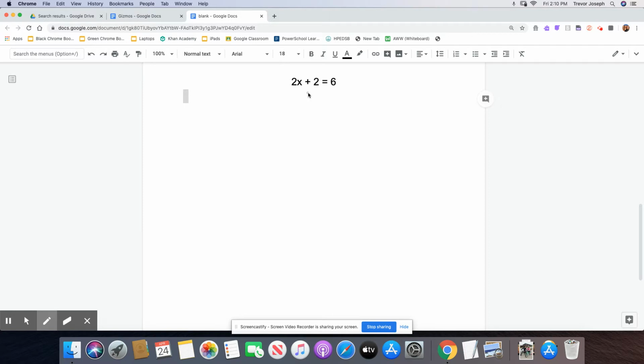So the first thing is we have to get all the constants on one side and all the variables on the other. And what I'm going to do is get this plus 2, or this 2. I'm going to get rid of it. So the first thing I need to do is subtract 2. And when I subtract 2, what have I done? I've created a zero pair. It doesn't exist anymore. So what must I do here? I must do the same thing to the opposite side of the equation. 6 take away 2 is 4.